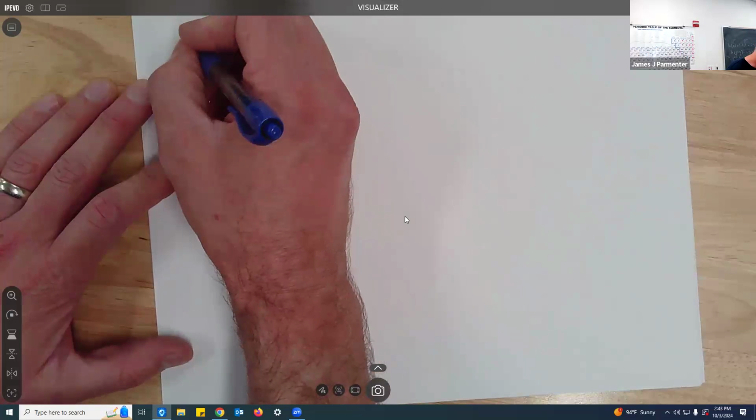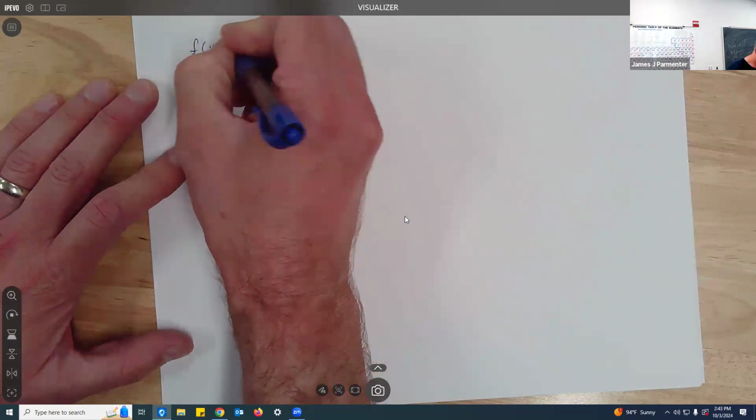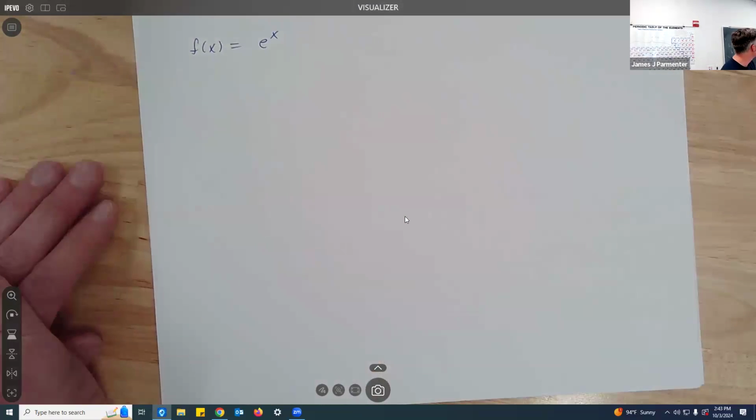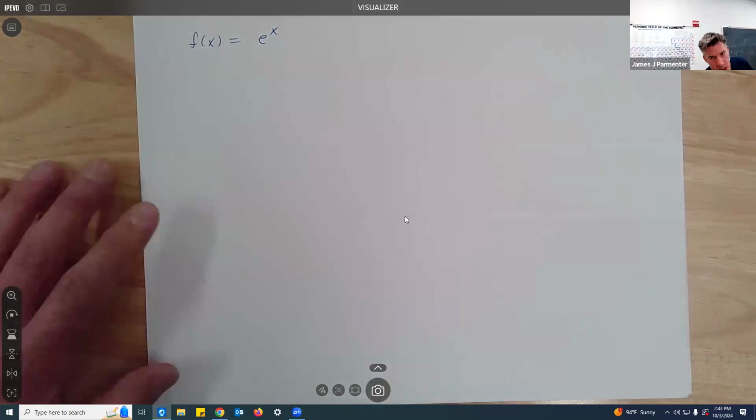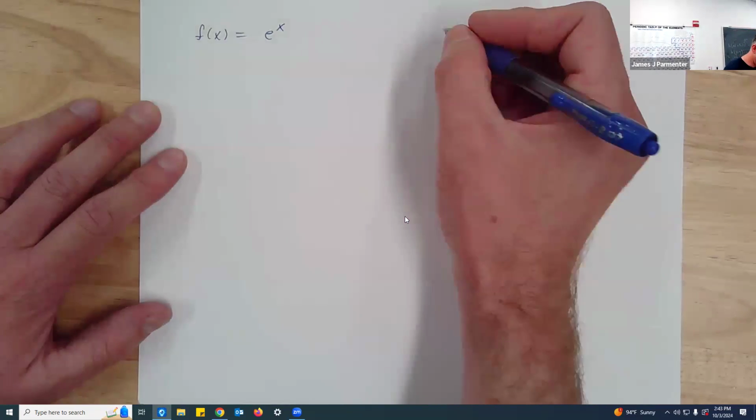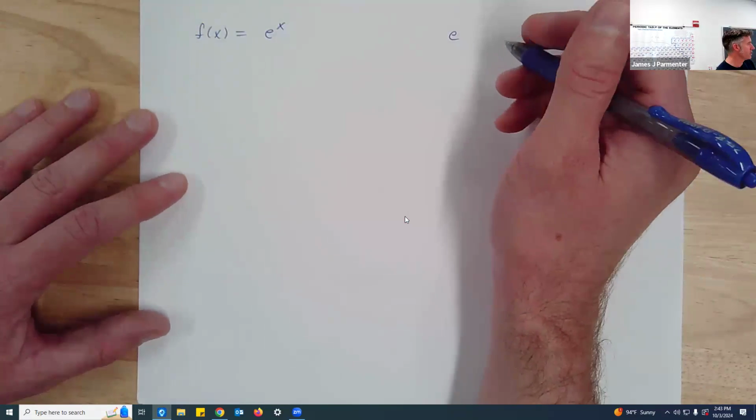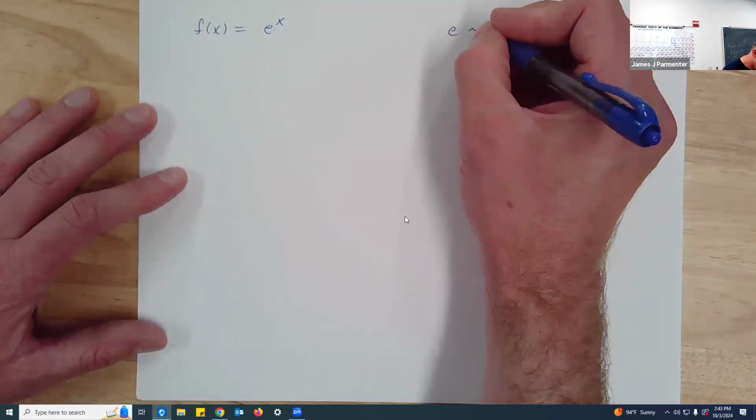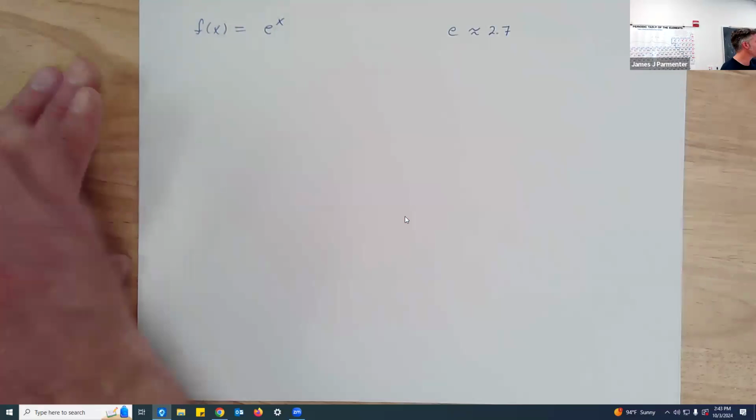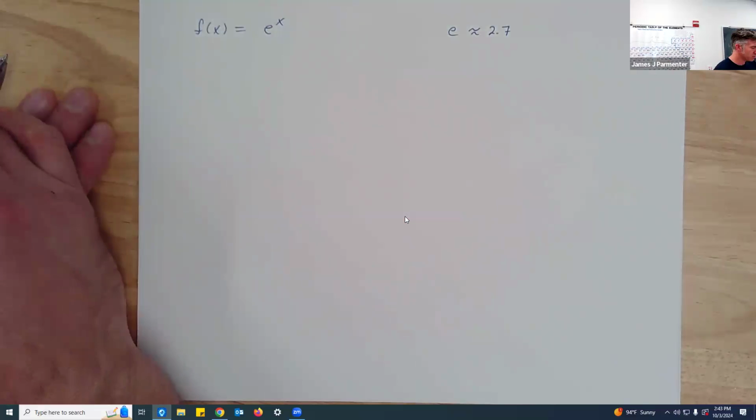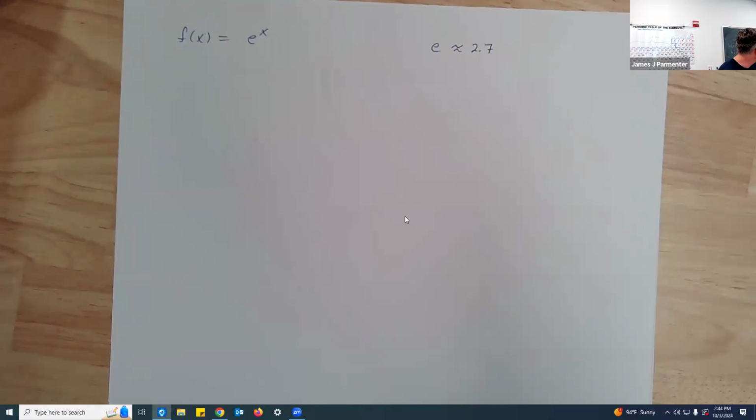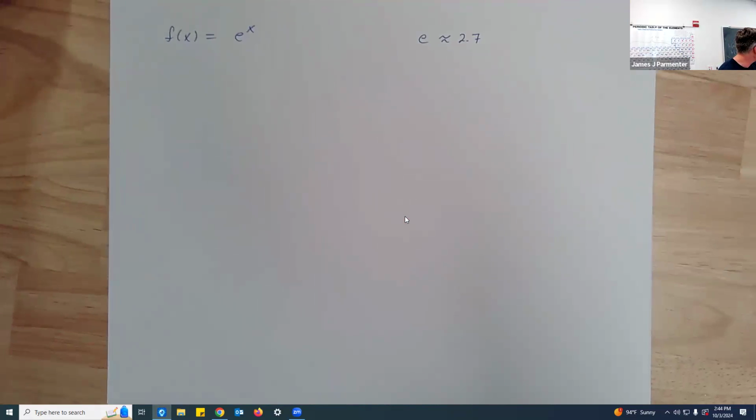So let's say we have this good old f of x equal e to the x, a classic function here. And just so everybody knows, e is a real number. It's irrational. It has a never-ending decimal. It's approximately 2.7, but it is just a number, just like 5 or the square root of 2, just an irrational number.